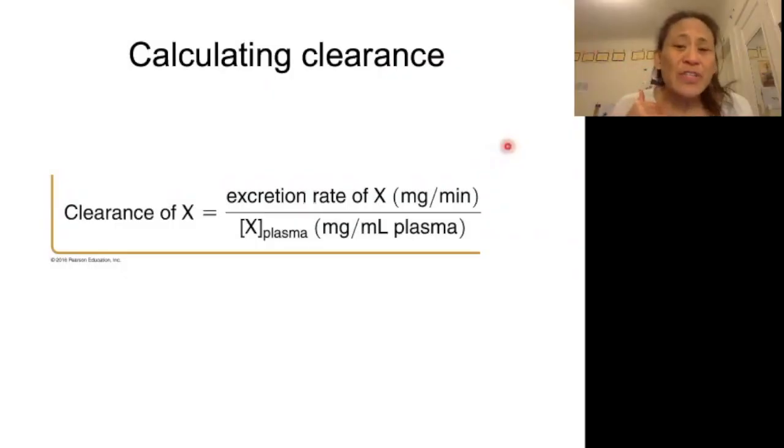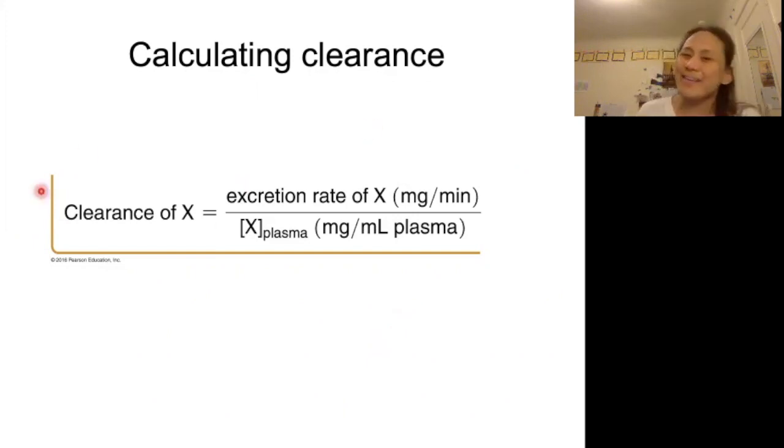Okay, so I just introduced the concept of clearance, and I gave you some examples. If you didn't understand those examples, don't worry too much. I sort of feel like clearance is kind of a backwards way of thinking about how the kidneys handle solutes, and it's kind of non-intuitive. But if you didn't understand, no problem. You can just memorize this equation.